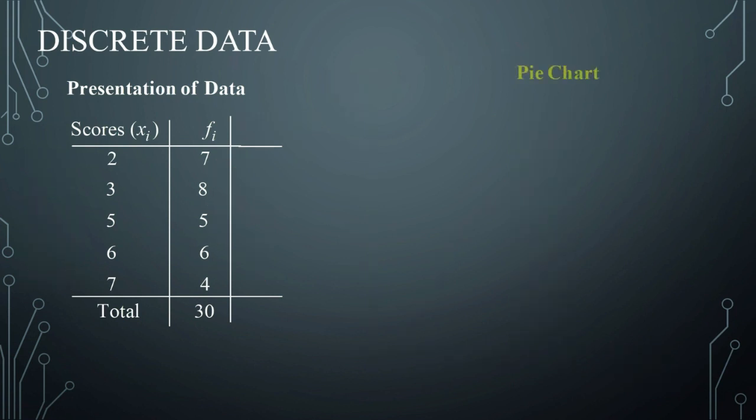Now we have the last graphical representation, which is a pie chart, for which we need the angle of the sector of the circle corresponding to each score. And for that, I take the frequency of the score divided by the total to find the proportion of each score from the total, and then multiply by 360.